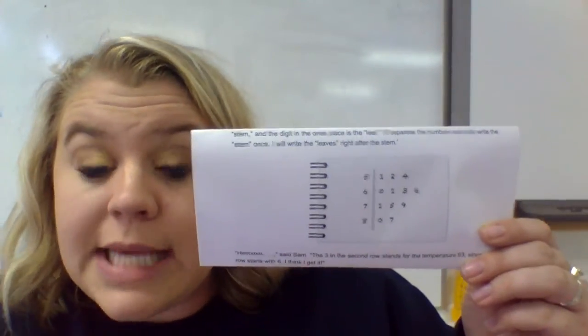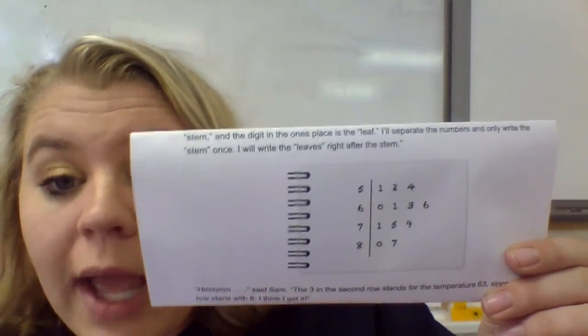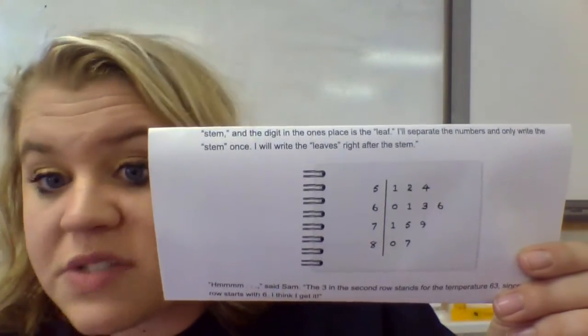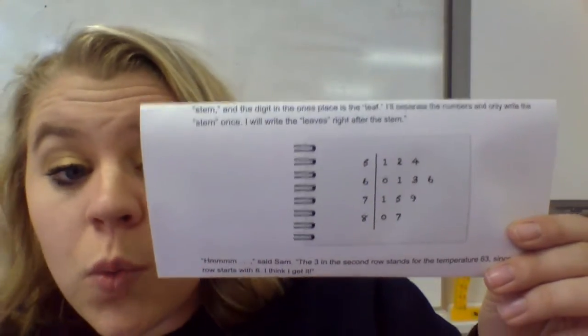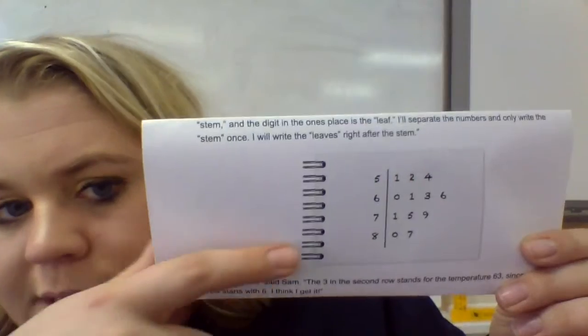So they organized it by what the tens place was to help us see this. When we look at it, I can really easily say the coldest temperature we recorded was 51 degrees. The warmest temperature we recorded was 87 degrees. It looks like the temperature was in the 60s more often than any other because there are more in the 60s. So you can have a lot of different data points from that.